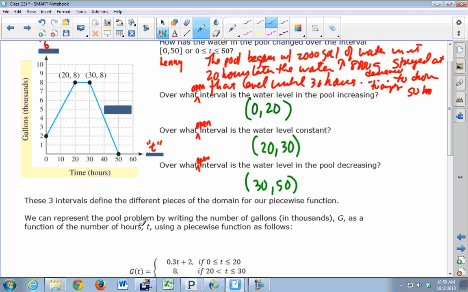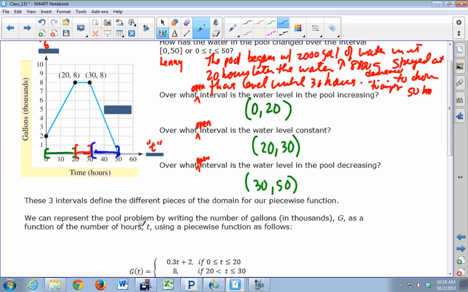Lenny told it, he actually broke up his story to deal with the different pieces of the domain. In other words, there was one story that dealt with this part of the domain from 0 to 20 hours. And then there was another part of the story that started at 20 and ended at 30. So I'm using colors to illustrate the different pieces. And then from 30 to 50, there was another story.